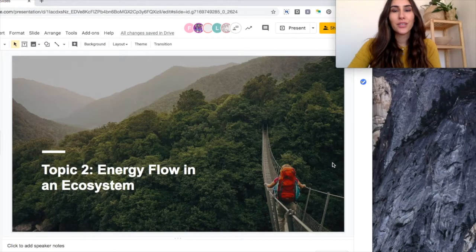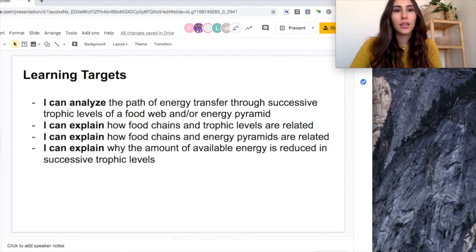Hello everyone, so today we're going to be covering energy flow in an ecosystem. The learning targets that we're going to be going over today are: I can analyze the path of energy transfer through successive trophic levels of a food web or an energy pyramid. I can explain how food chains and trophic levels are related. I can explain how food chains and energy pyramids are related, and I can explain why the amount of available energy is reduced in successive trophic levels.